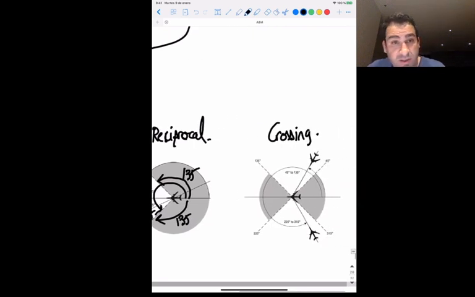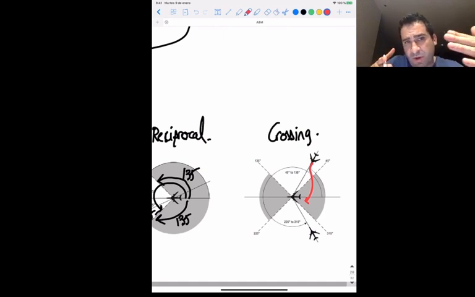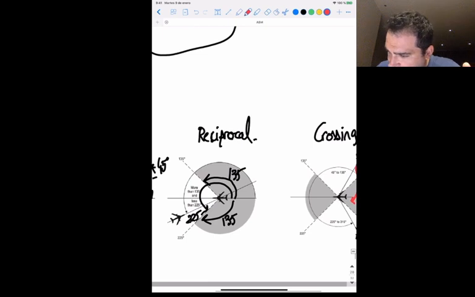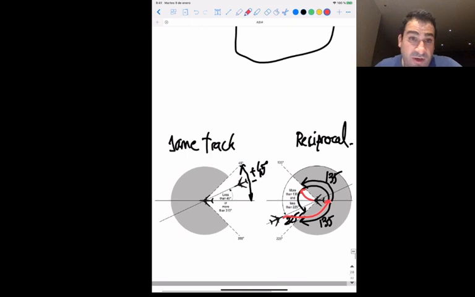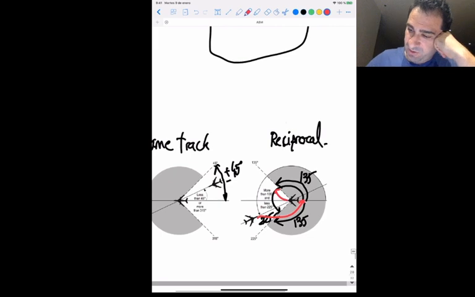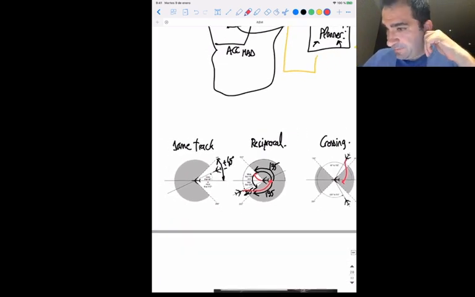And in the crossing, the idea would be to put this one at the tail. Always when you solve a conflict, you try to get one through the tail of the other. In here you would try to do something like this, by also vectoring this one. And in the same track they are already one at the tail of the other, so you don't need to actually vector. So that's pretty much the idea.